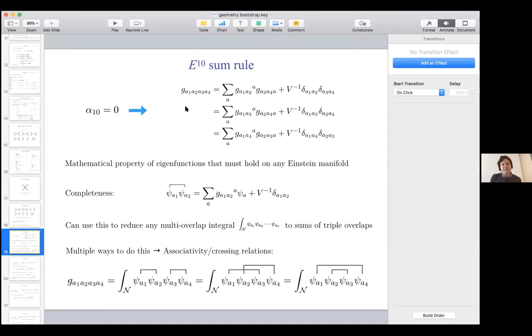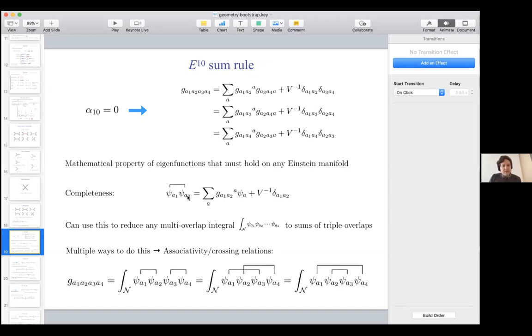So this is now an expression that relates the quadruple overlap to the triple overlap integrals. So this is an expression that just has to be a true geometric property of the internal manifold. This makes no reference to physics or anything. This is just a mathematical property of the internal manifold that now has to be satisfied. So where does this property come from?